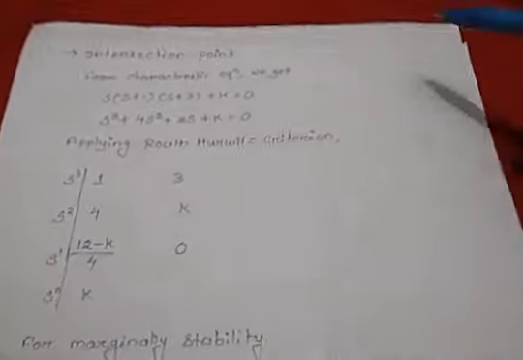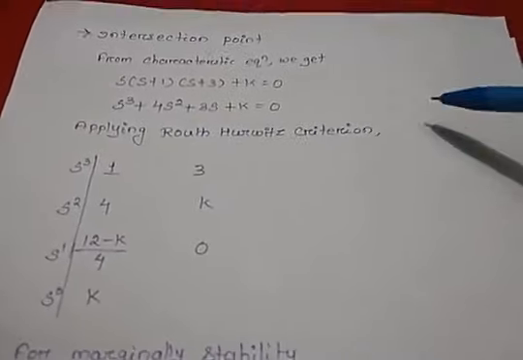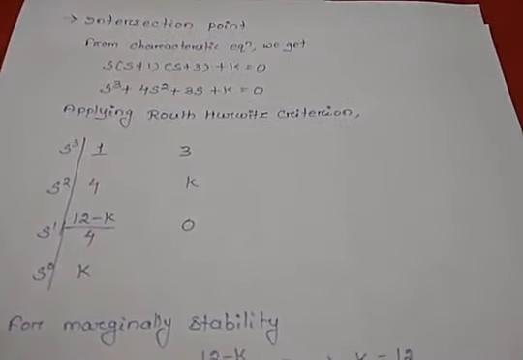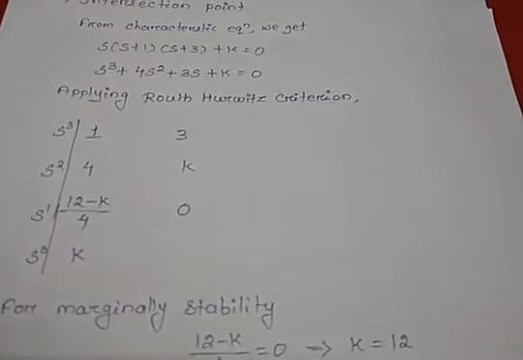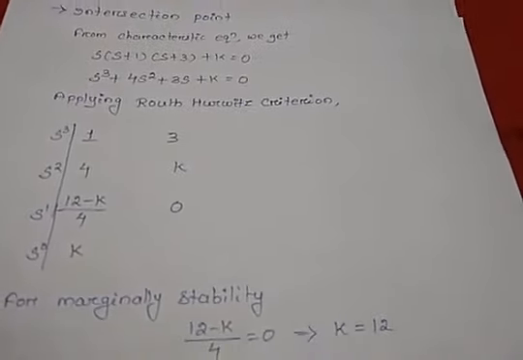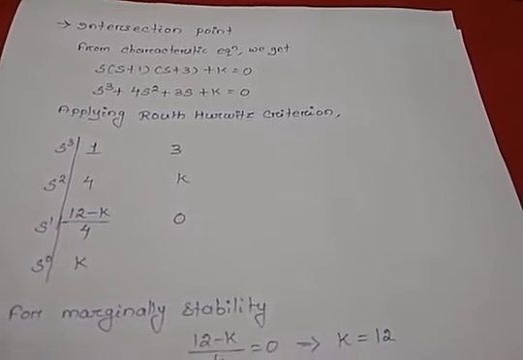Got it? Next we have to find the intersection point. The intersection point is the point where the root locus cuts the imaginary axis. The point where it cuts the imaginary axis is called the intersection point.